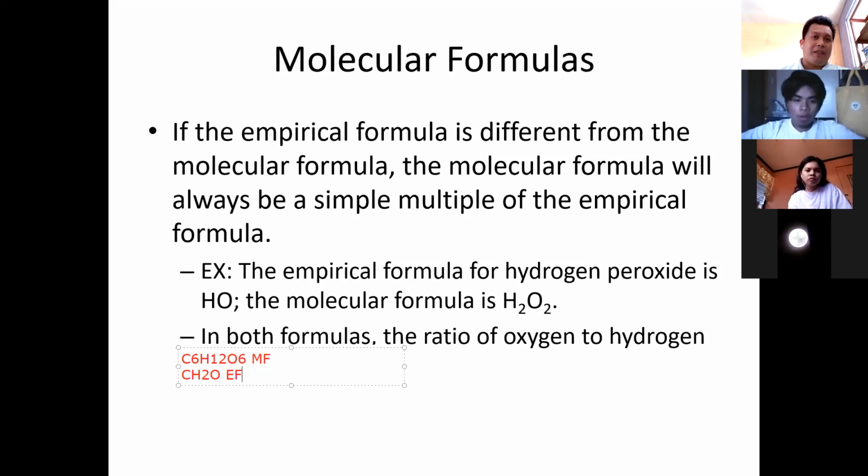Since 6, 12, and 6 have a common factor which is 6, why not divide all three of the values by 6? Ergo, you'll have the simplified ratio 1 is to 2 is to 1 for the atoms of carbon, hydrogen, and oxygen respectively. So that's the difference between molecular formula and empirical formula.